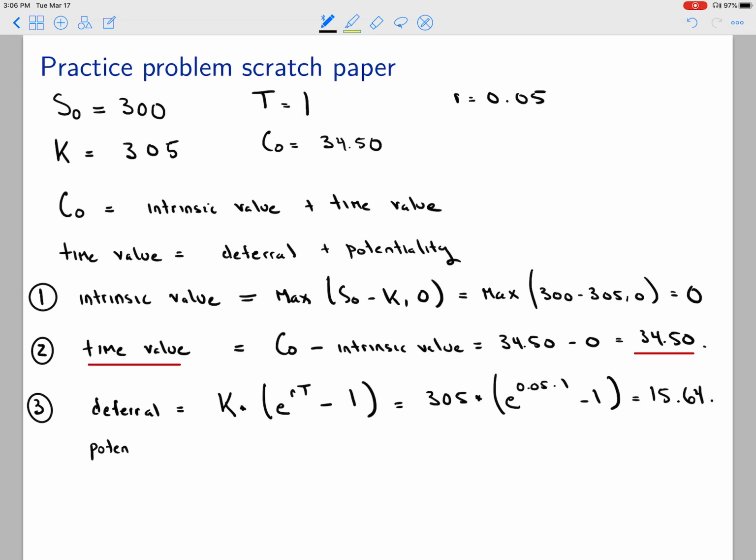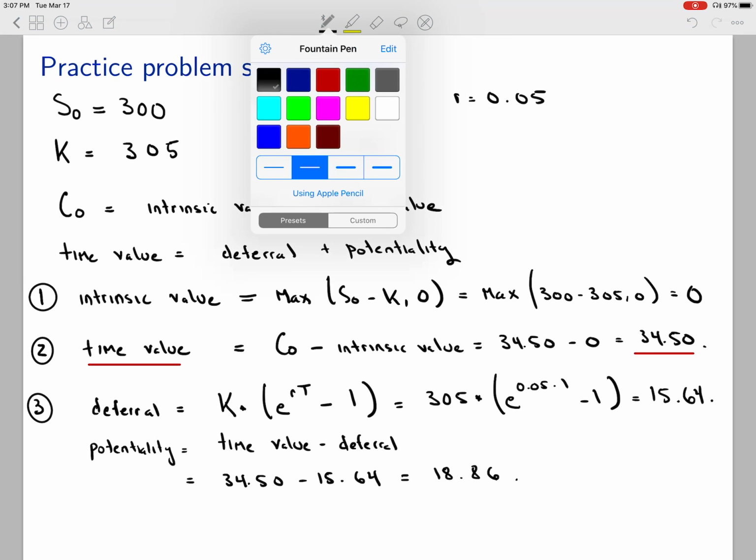Potentiality is what is left over. We just take the time value minus this deferred payment value. Plug in inputs, 3450 minus 1564. This is going to be equal to 1886. Okay, so notice two things.